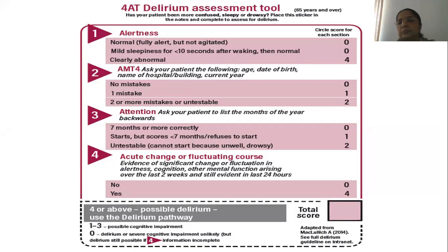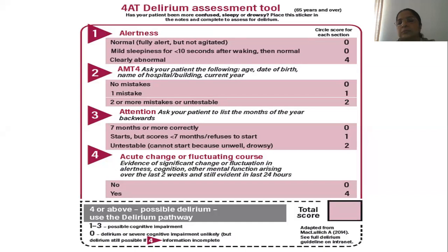Now, third one is attention. Ask your patient to list the months of the year backwards. I don't know whether this is going to be possible in an acute kind of scenario like breathless COVID-19 patients, but it is there for us to assess. In fact, this attention part of it is a single point assessment that can be done for patients to determine cognitive impairment, is what we could say.